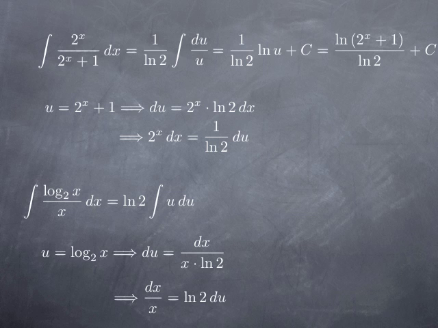Of course, an antiderivative of u with respect to u is u squared over 2, and so we obtain ln of 2 divided by 2 multiplied by the square of the log of base 2 of x, and this is up to a constant.